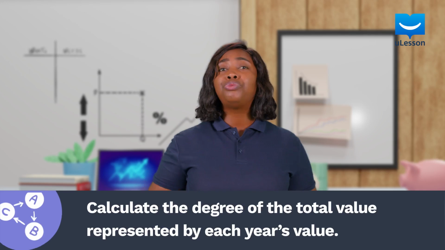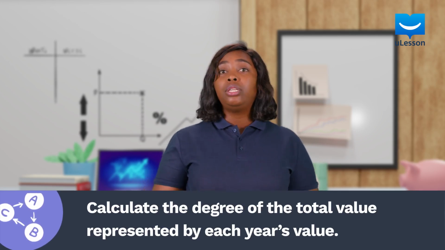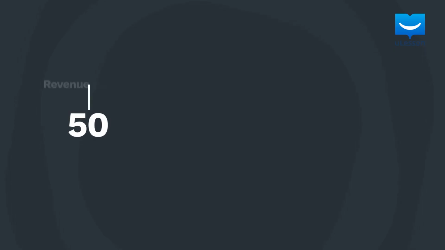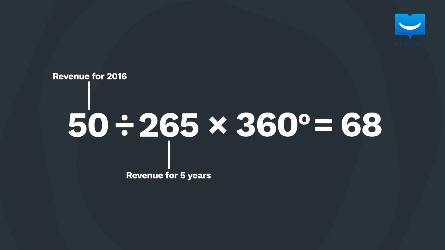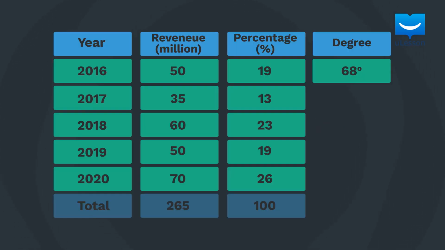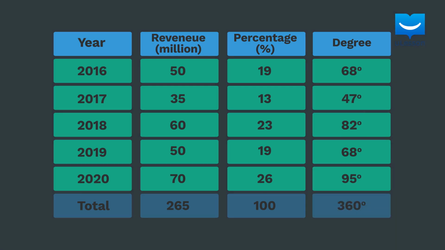He needs to calculate the degree of the total value represented by each year's value. In order to calculate this, for 2016, he divides 50 by 265 and multiplies the results by 360. This gives him 68. Again, he repeats this process for all remaining 4 years. He gets 47, 82, 68, and 95. Notice anything about these new figures? That's right, they add up to 360.